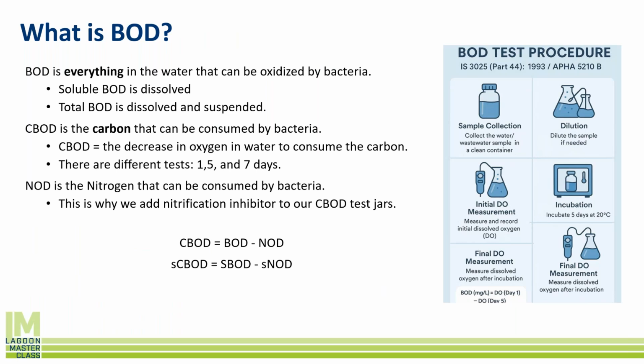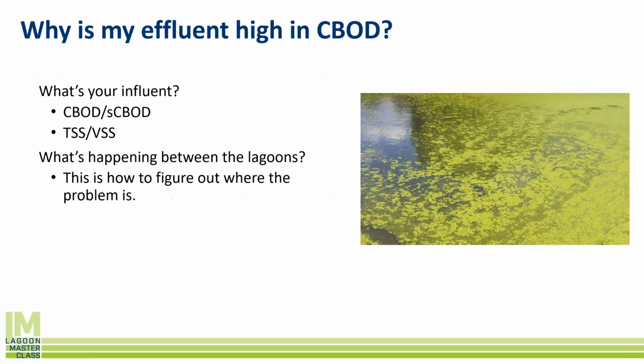And a lot of times when your engineers are designing facilities, we use sort of these ratios where we make assumptions of how much is dissolved when we look at a total CBOD reading to sort of make those designs. So we start to think, why is my effluent high in CBOD? So what could cause CBOD to go up?